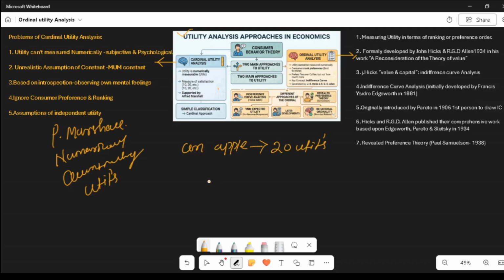Suppose a person consuming an orange gets 40 utils. So according to the cardinal utility, satisfaction can be measured in numerical terminology.